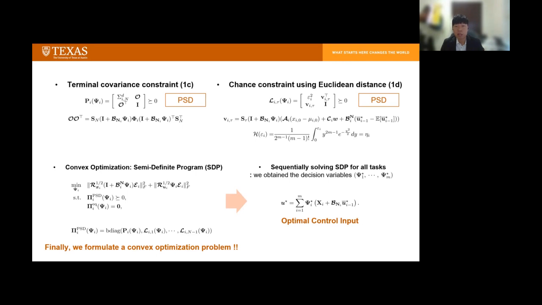Now, we formulate our problem one as a convex optimization problem, which can be solved using semi-definite programming. Good news is the SDP is much faster than NLP, and we can obtain the final control input by sequentially solving the formulated covariance control problem for all tasks from the first one to the last one.